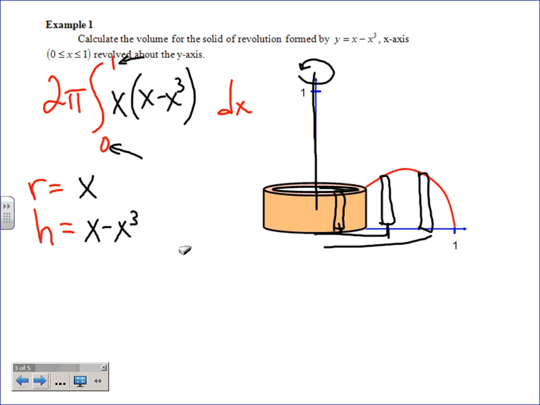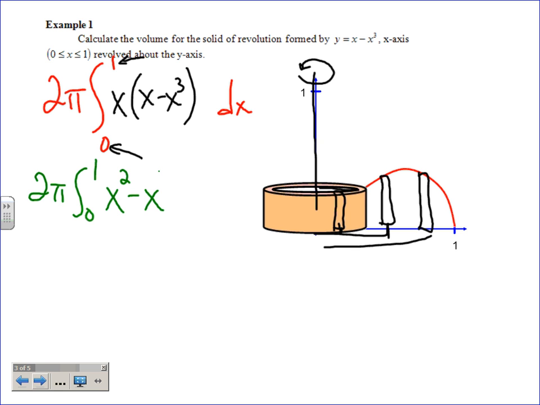Everybody done with r and h? Know where they came from? All right. Let's go ahead and try it by hand then. We got a 2 pi sitting right here. Have I integrated yet when I write this down next, or no? No, because I got the squiggler. What is it? x to the, just distributing, x squared minus x to the fourth dx.